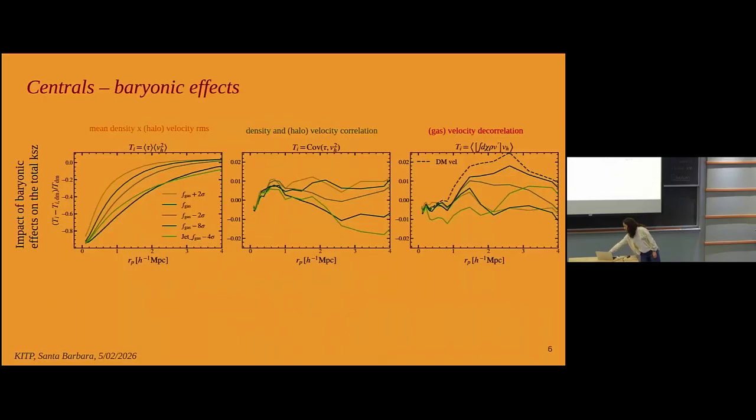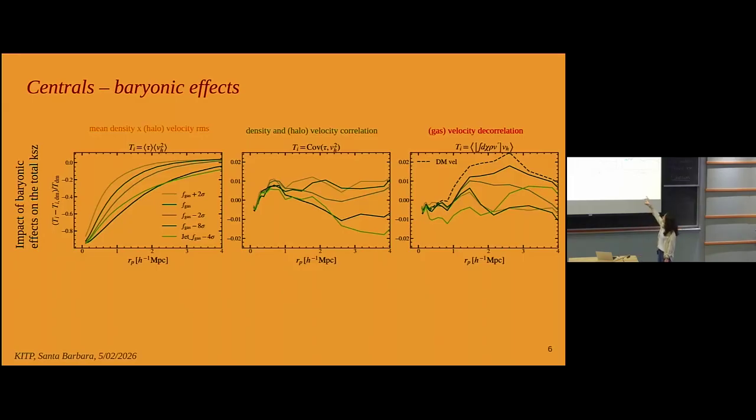Okay, so if we go to the baryonic effects, I check in each of these terms what is the impact of the baryonic effects relative to the full signal. In the first one, of course, the baryonic effects are very big. That's why the kSZ is sensitive to the feedback, because the density field is changed. So of course, we need to model that.